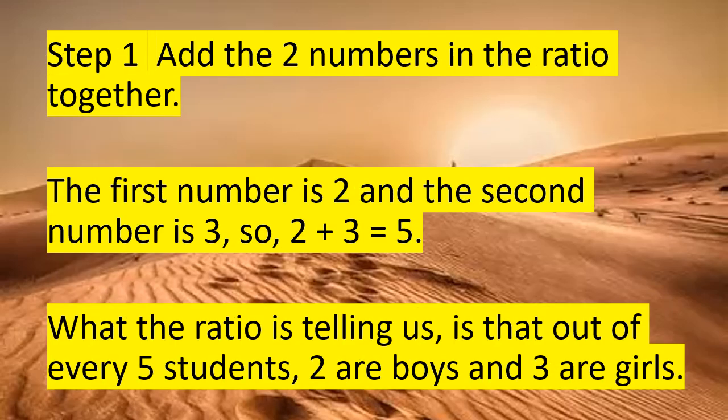Step 1, we add the two numbers in the ratio together. The first number is 2 and the second number is 3, so 2 plus 3 equals 5. So what the ratio is telling us is that out of every 5 students, 2 are boys and 3 are girls.